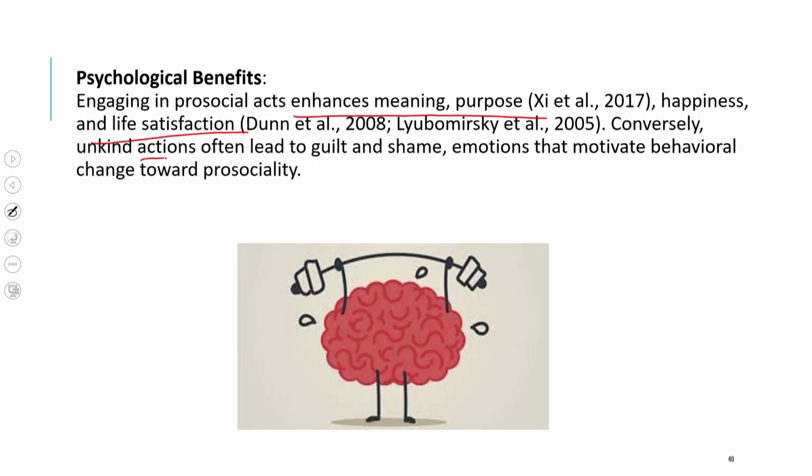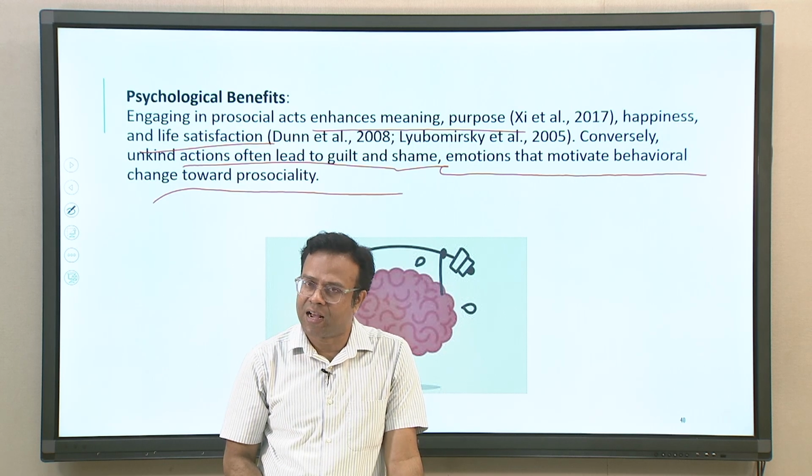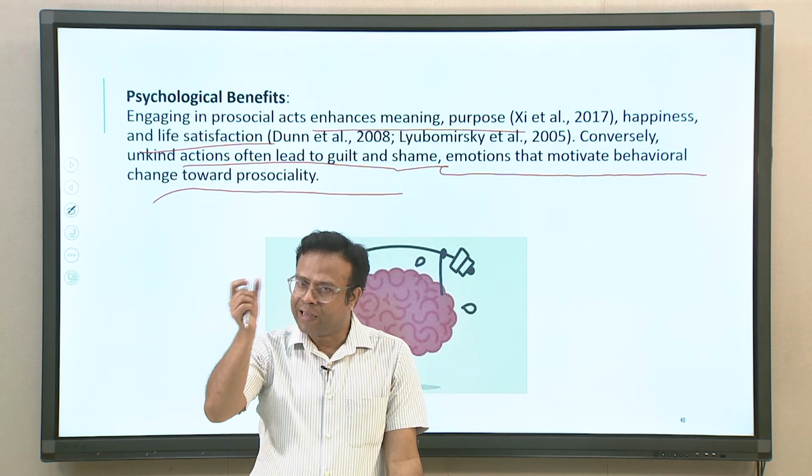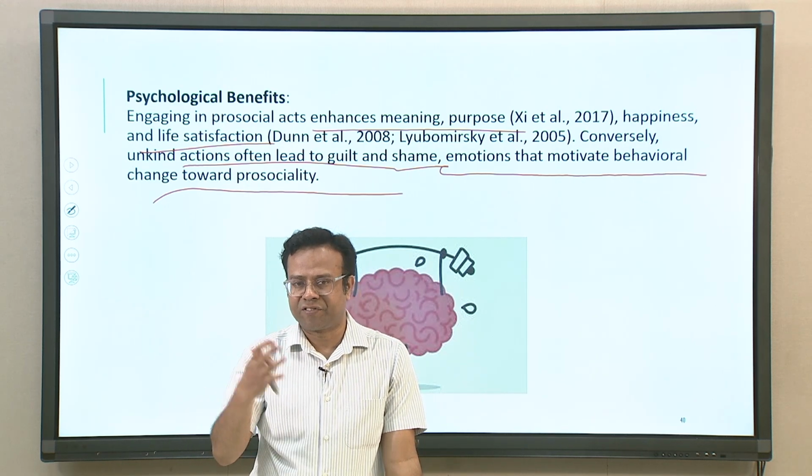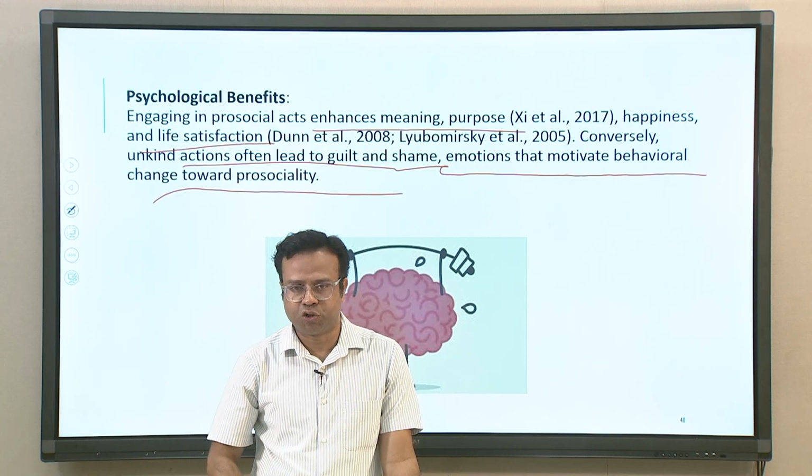Conversely, unkind action often leads to guilt, shame, and emotions that motivate behavior to change towards prosociality. A lot of research shows prosocial behavior enhances both hedonic and eudaimonic aspects of well-being, which includes happiness, life satisfaction, meaning and purpose in life and so on.